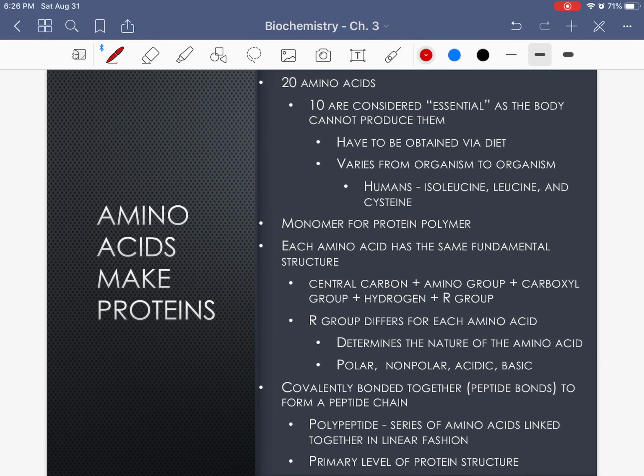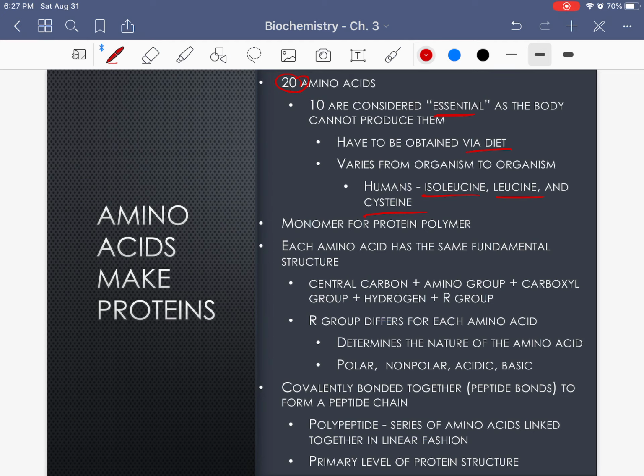Proteins are made up of amino acids. There are 20 amino acids. Ten of them are considered essential because our bodies don't make them. We have to eat to get them. They have to be attained via our diet. Which amino acids are essential varies by organism, but in humans, we have to eat isoleucine, leucine, and cysteine. So we have to consume food to get these amino acids so that our bodies can build proteins and function.